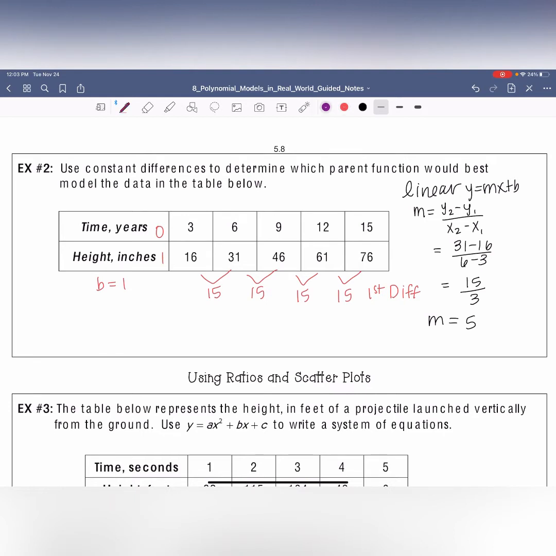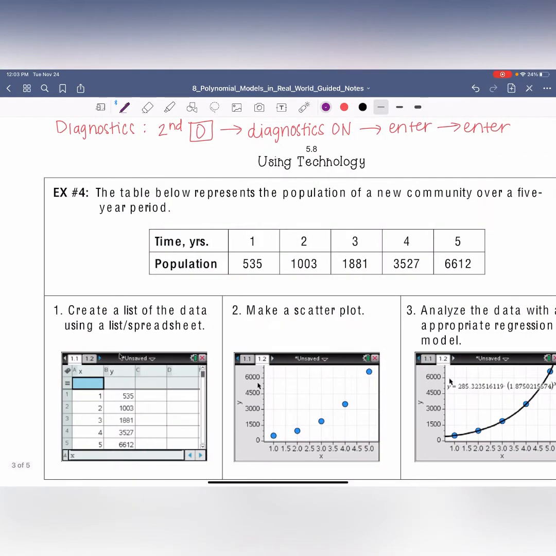Okay, so now we can make our formula. So y equals m, which is 5, x plus b, which is 1. So the equation that would satisfy this data would be y equals 5x plus 1. All right, we're going to skip the next one, go to the next page.